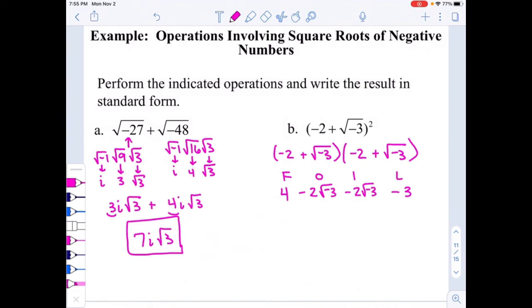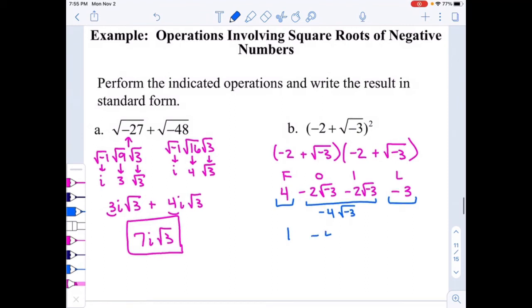All right, let's see. Whole number unit, or the real unit, I have a positive 4 and a minus 3. That's going to give us a 1. If I simplify this middle stuff here, we have minus 2 and a minus 2. That's a minus 4 and a root negative 3. To get that negative out, that's going to give us a minus 4i root 3. And that's going to be our final answer for that one.